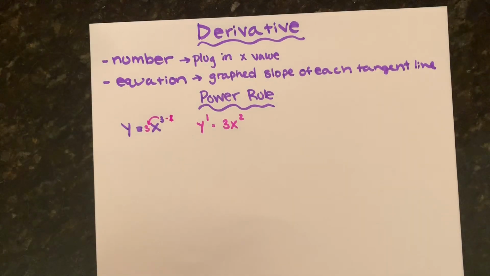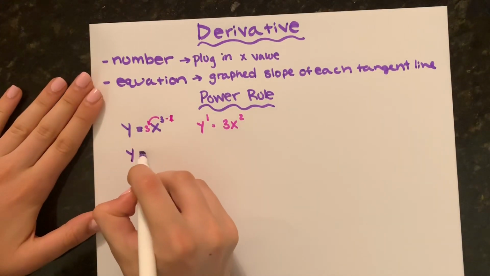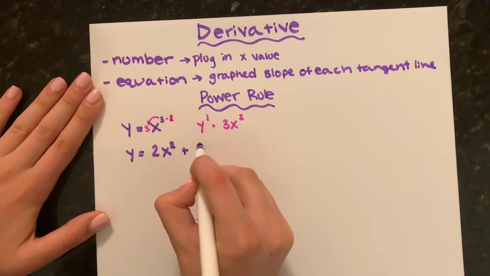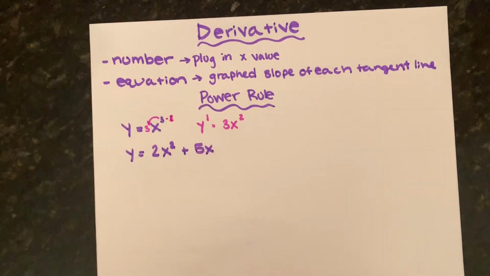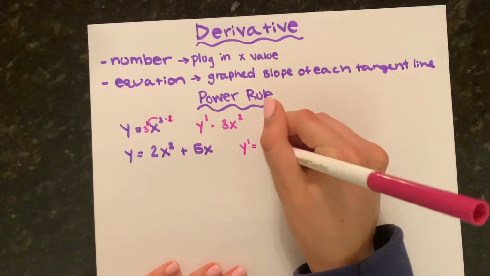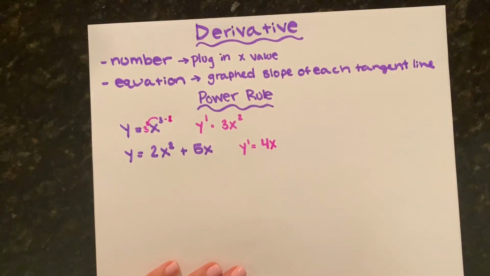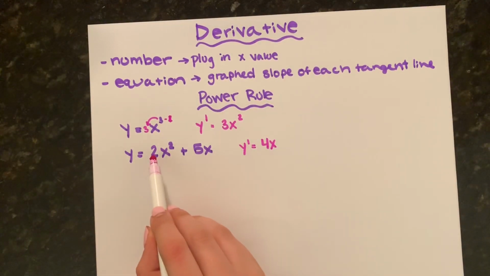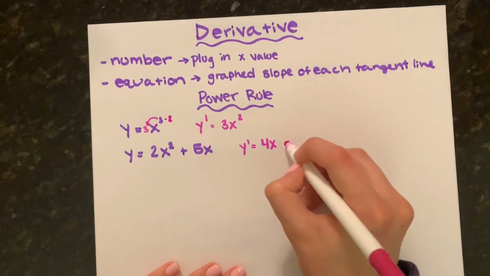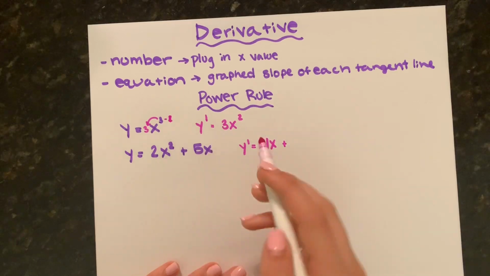So now we are going to try this out with a polynomial that has more than one term, 2x squared plus 5x. We are simply going to apply the power rule to each term in the polynomial, starting with 2x squared. Now, if we differentiate 2x squared, we are going to get 4x, as we use our mantra of bring the power of 2 down and subtract 1 from the power.